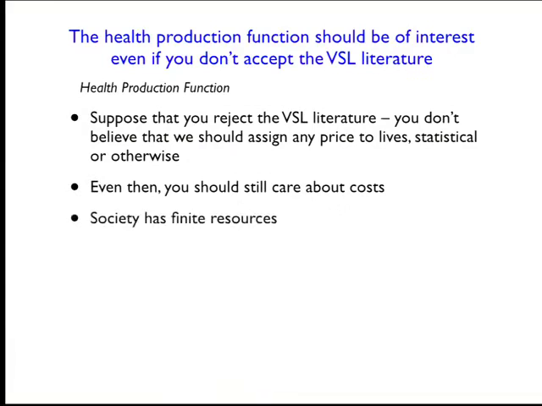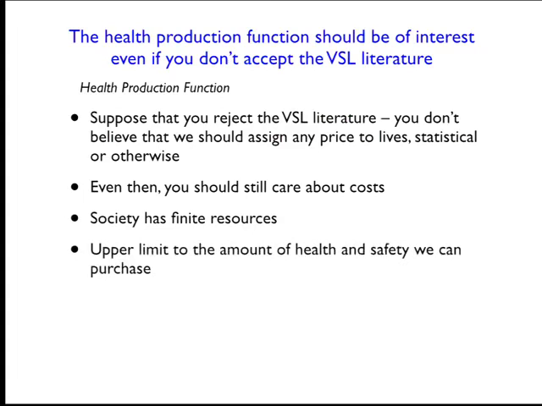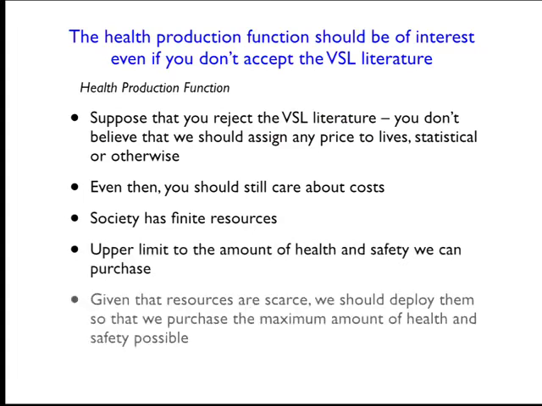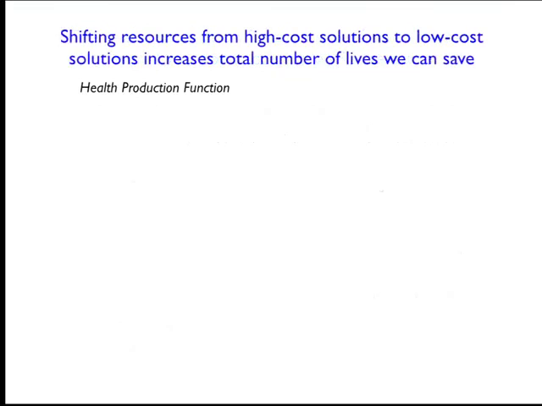So society has finite resources, like the most we could ever spend is basically the entire GDP of the country. And so there's going to be an upper limit to the amount of health and safety that we could possibly purchase. And given that resources are scarce, ideally we should deploy those resources in a way such that we purchase the maximum amount of health and safety possible. So basically, if you start shifting resources from higher cost solutions to lower cost solutions, that's going to increase the total number of lives you can actually save with those resources.